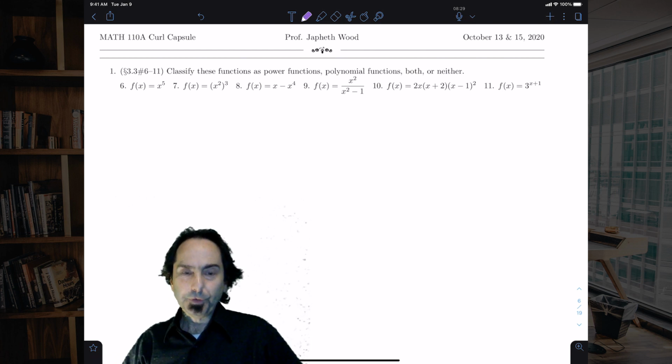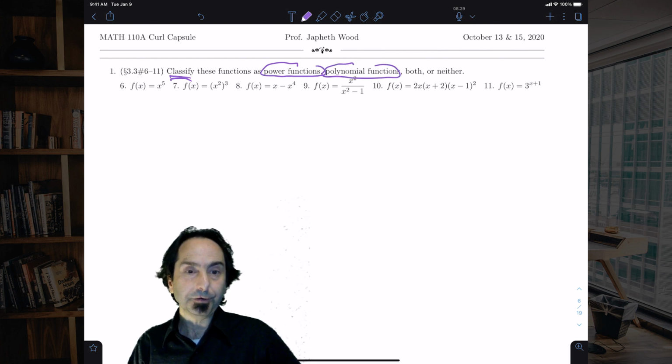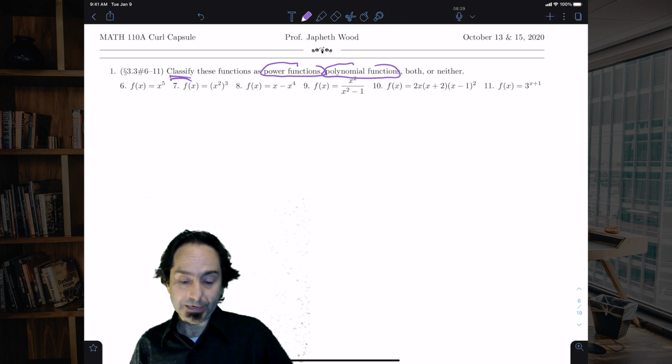Hey, welcome back. We're going to do some problems in section 3.3. We'll also be working on section 3.4 today. But the first thing is to classify some functions. We want to identify them either as power functions or as polynomial functions, and we can have both and neither.